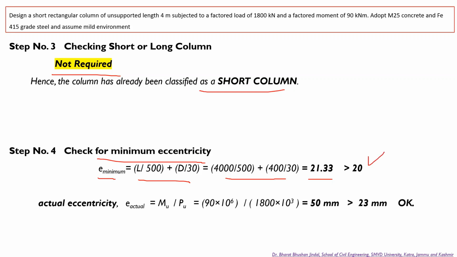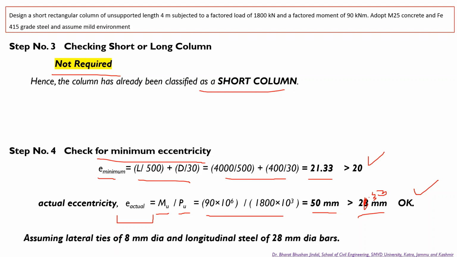And now we have to work out the actual eccentricity due to the loading. Since the moment is given as well as the actual load, putting all this information, we are getting that it is equal to 50 millimeter, which is greater than 21.33. So we can say it is okay.